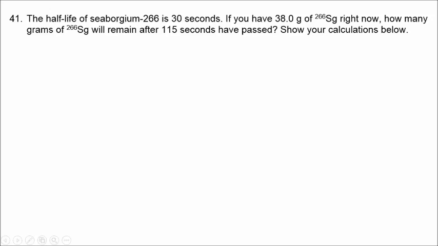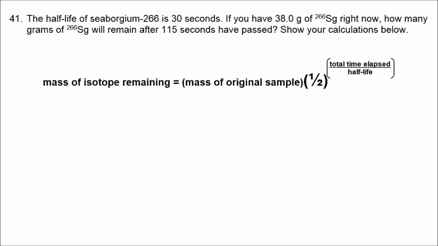And now on to the half-life calculations. You know from your nuclear chemistry packet that the half-life equation looks like this. The mass of the isotope that is remaining after the decay has occurred is equal to the mass of the original sample of this radioactive isotope. Then we multiply by 1/2 raised to a certain power. And that particular exponent would be the total time divided by the half-life, so the number of half-life periods.